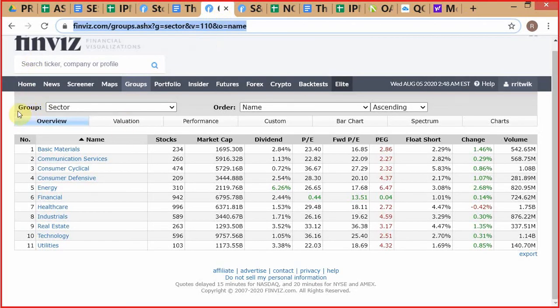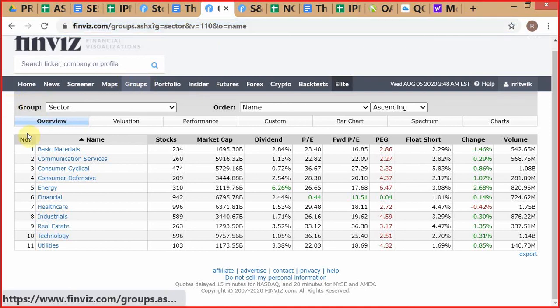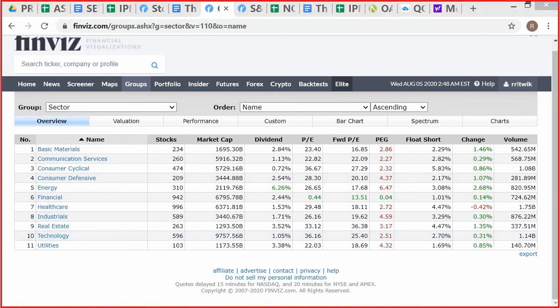If you go under FinViz, you go to groups. Under groups there are various tabs, and you have to choose the overview tab. This shows you the major sectors. Are you able to read this? Is the font big enough? Yes, sir. Great. Excellent. So you will see now this is the sectoral classification of US equities.